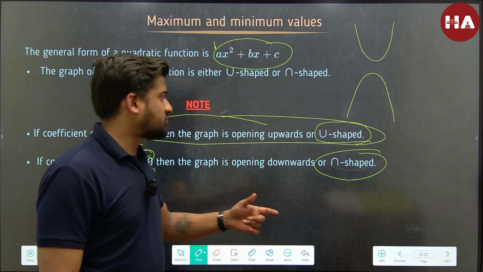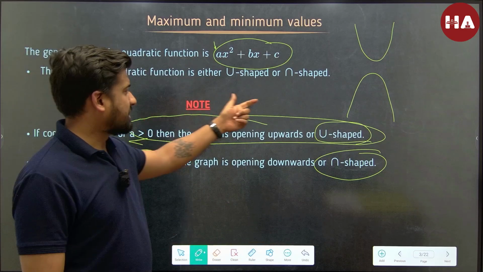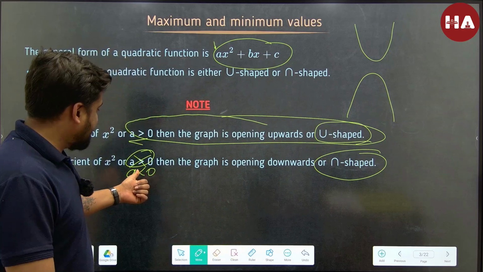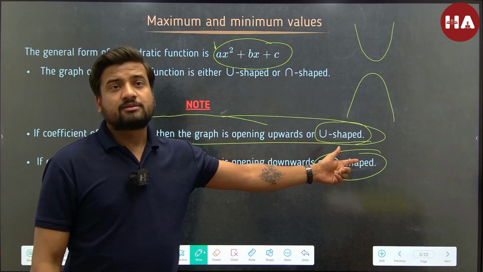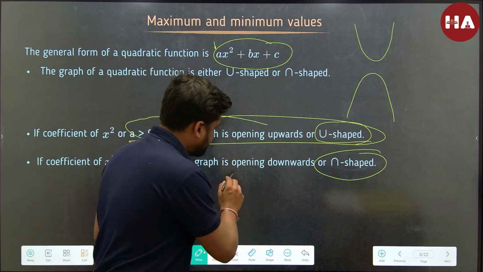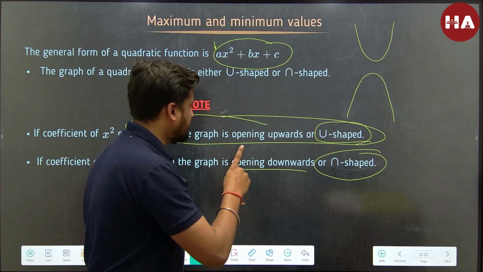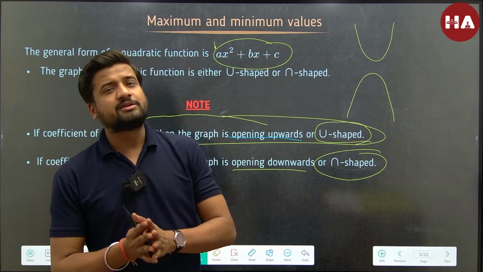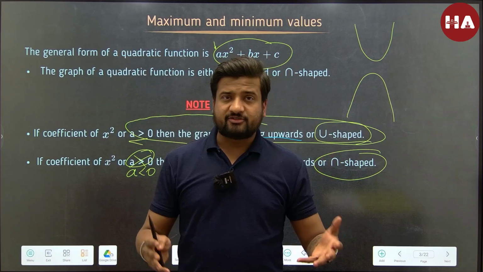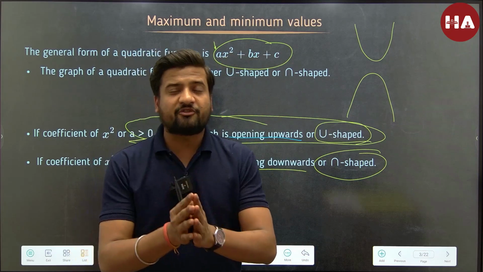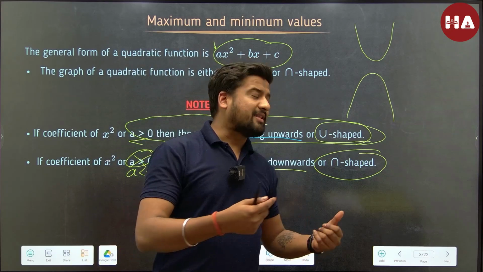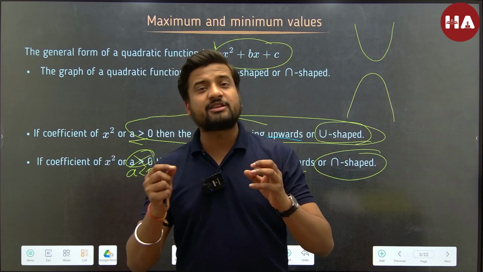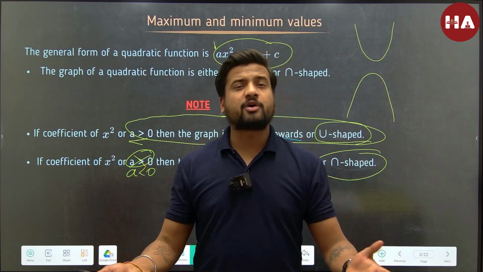All right, so when a is greater than 0, it is U-shaped, or you can say opening upwards. When a is less than 0, it is opening downwards. That is the main difference between the graphs. And it all depends on the coefficient of x², or rather than learning a greater than 0 or less than 0, you can just check whether the term x² is positive or negative.